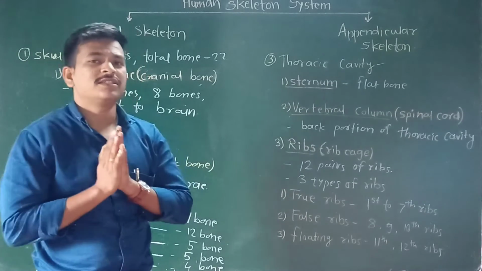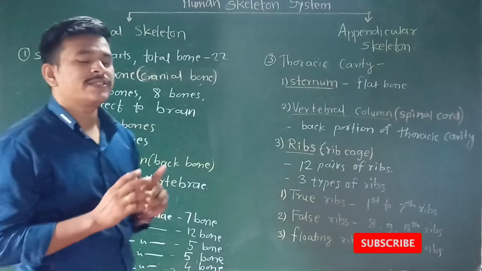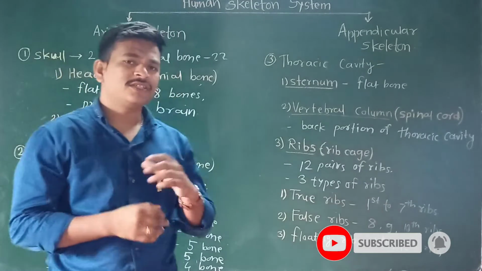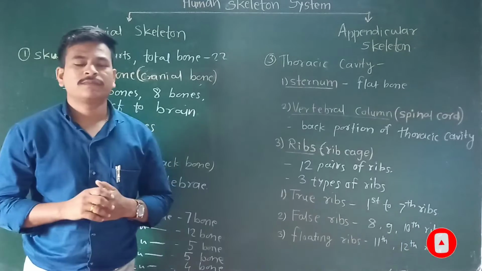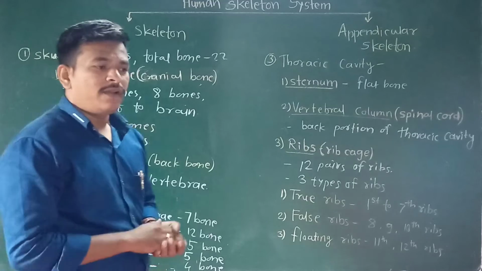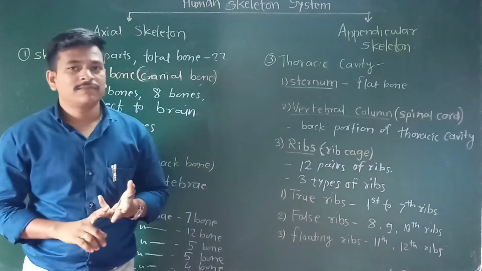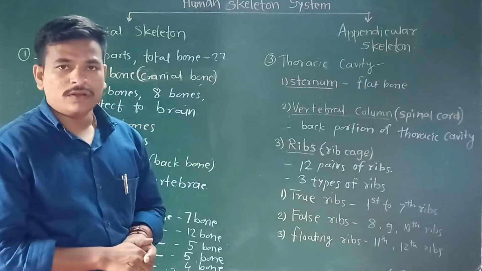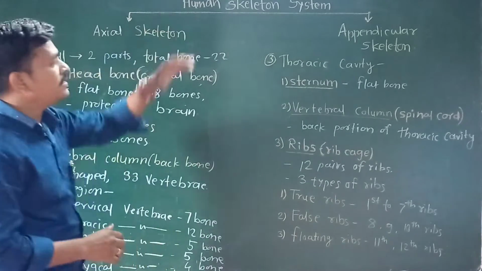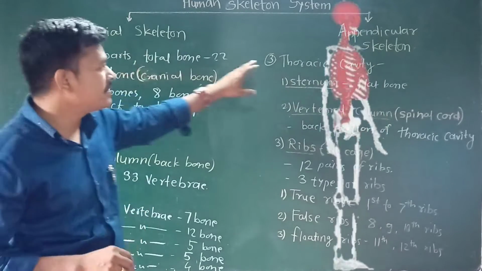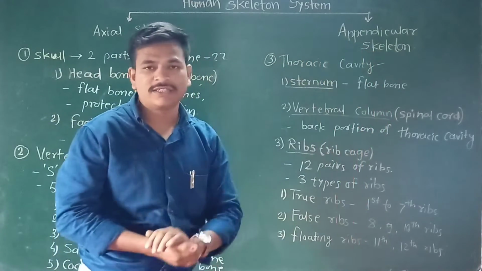The human skeleton system is the framework of the bones, cartilage, and ligaments which support the organs. There are many different types of bones. First is the flat bone, second is the long bone, third is the short bone, and fourth is the irregular bone. This human skeleton system is divided into two parts. First is the axial skeleton system and second is the appendicular skeleton system.